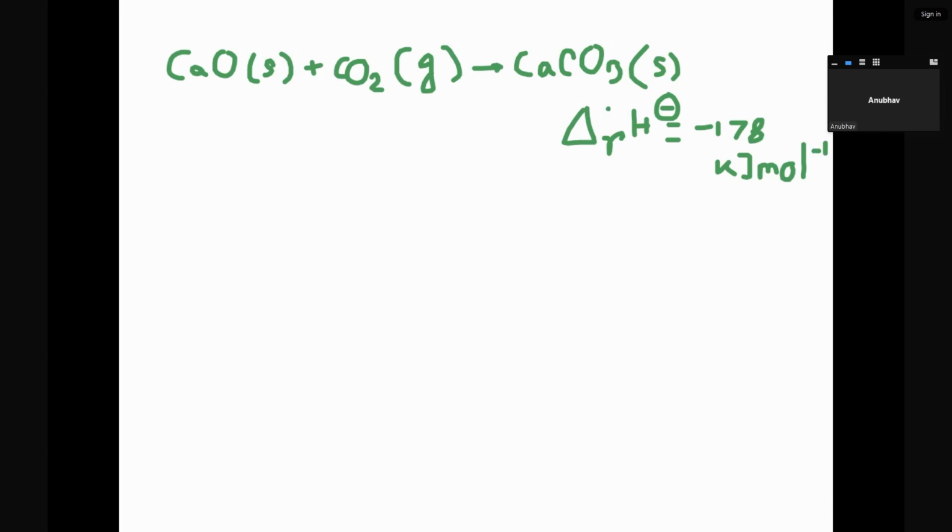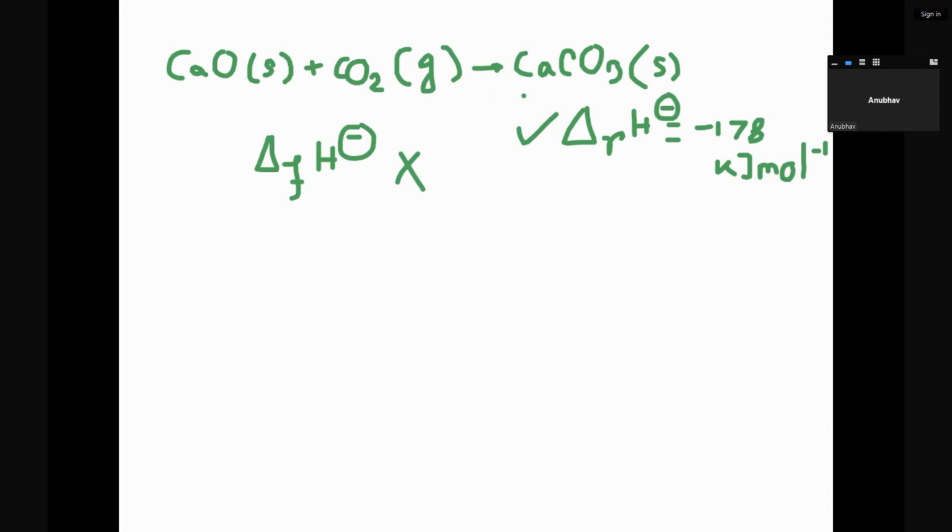But you have to understand that it is not a delta FH minus. This is not a standard enthalpy of formation. No, it is not. But this is right for the reaction, that is delta RH minus, standard enthalpy of reaction. Why? Because you see, this is the product which is calcium carbonate.